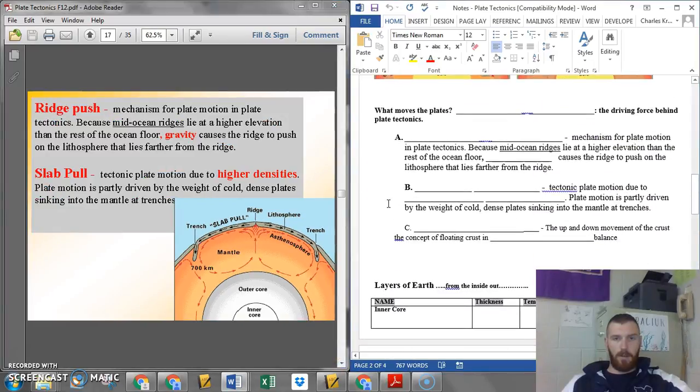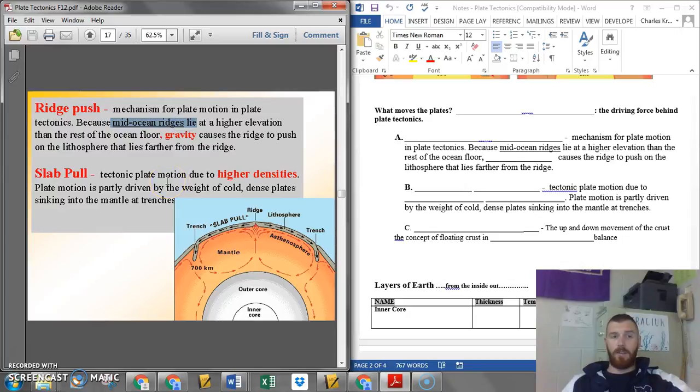Sorry, let me move up here so you can see. So we have ridge push here, which is a mechanism for plate motion in plate tectonics. Because mid-ocean ridges lie at higher elevations than the rest of the ocean floor, gravity causes the ridge to push the lithosphere away from each other. We also have slab pull, which is plate motion due to higher densities. Basically, this plate pulls the other plate along with it.